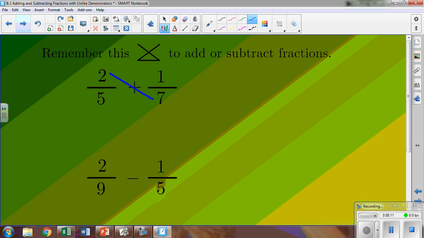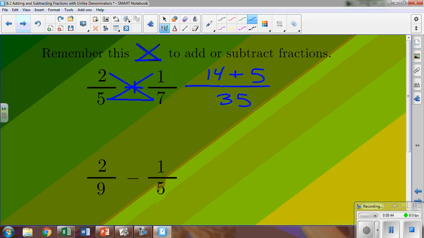Multiply those two numbers. 7 times 2 gives you 14. Then you multiply the other diagonal. 1 times 5 is 5. Because this was an adding problem, we're going to keep it adding. And the third part, to finish off our picture, is to go straight across the bottom. 5 times 7, that's 35.